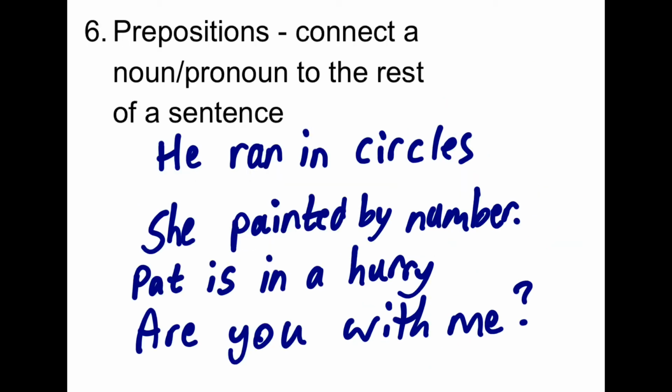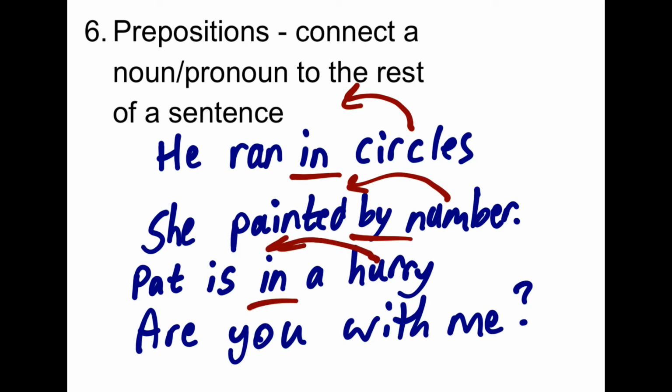Prepositions connect a noun or a pronoun to the rest of the sentence. In connects the object circles to the verb ran. By connects the noun numbers to painted. In connects the idea of hurry way back to Pat. With connects me to the rest of the sentence.